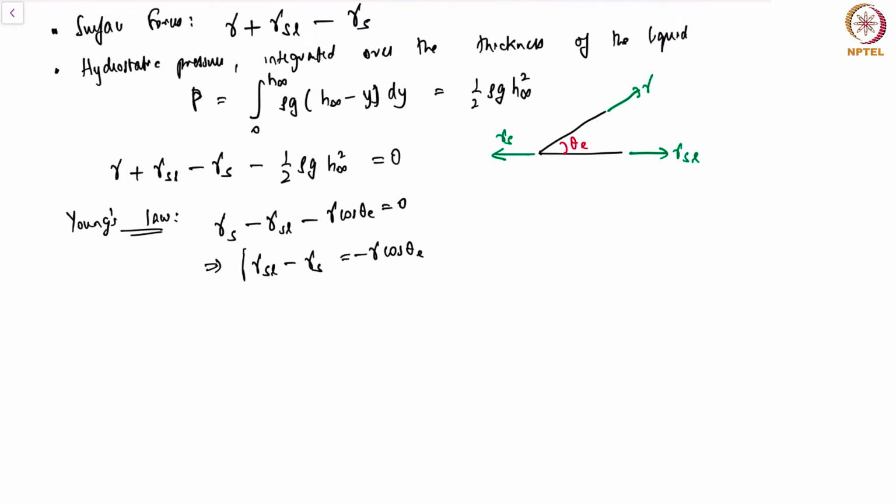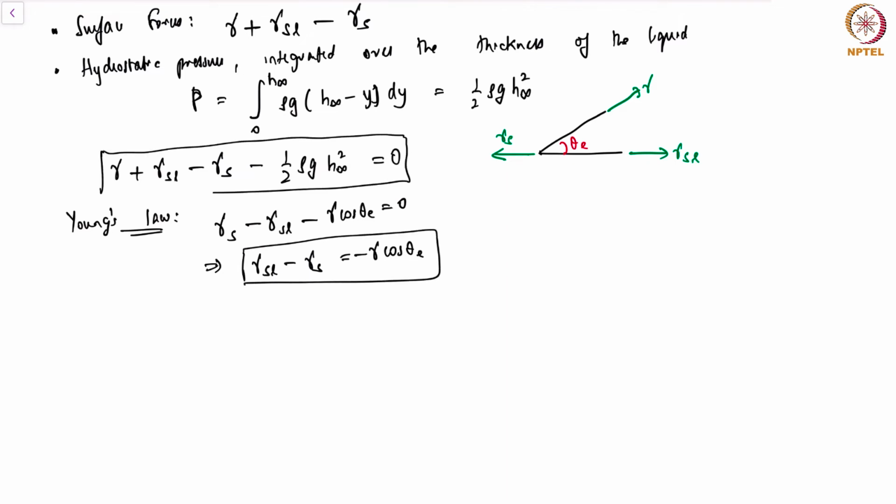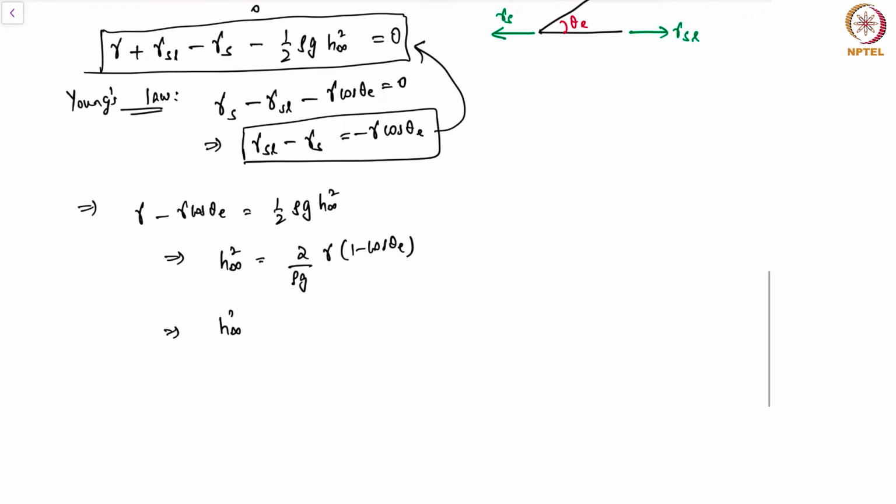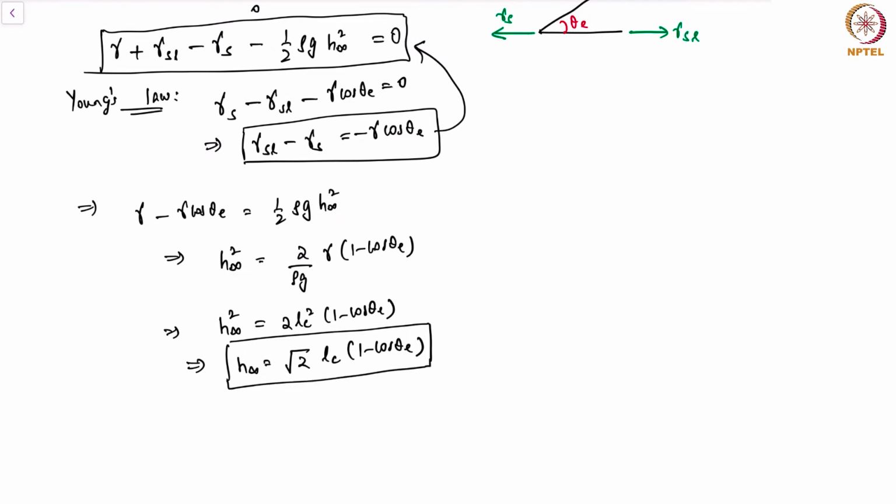And if I substitute this result into the above relationship that we had got, we simply have gamma minus gamma cos theta E is equal to half rho g H infinity square, and therefore H infinity square will be 2 by rho g into gamma into 1 minus cos theta E, or this is nothing but H infinity square will be 2 LC square 1 minus cos theta E, or in other words H infinity is square root of 2 LC into 1 minus cosine of theta E. That's the height of the puddle.